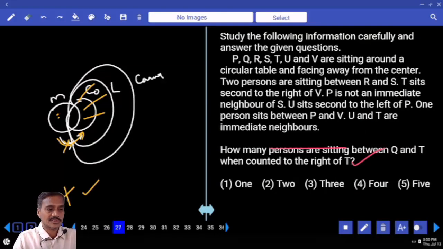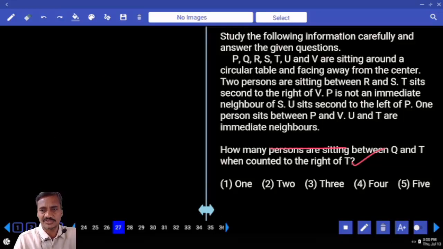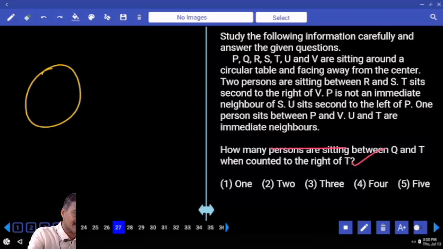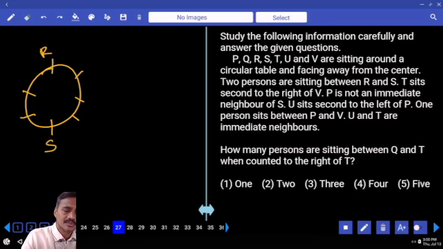Then 27 onwards, it is based on circular table. How many persons are there? Only 7 persons. Now 7 persons seated around a circular table and all the persons are away from the center. Then 7 people away from the center. Now in this, there are 2 persons in between R and S. Now 2 persons between R and S, if S is here, R is here. And 2 persons between S and R.